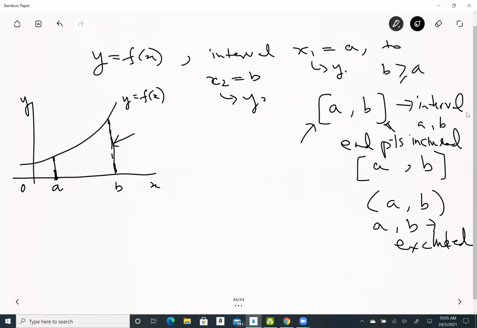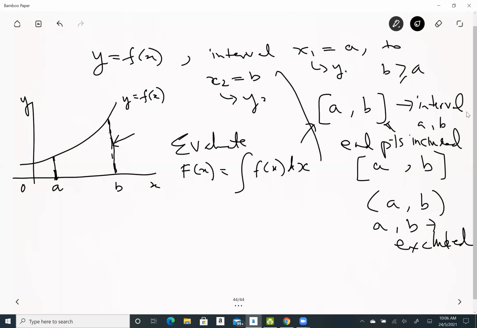We did not write it out. So this is what we are doing. The definite integral is essentially evaluating the integral of f of x dx over the interval AB. All right, that's the idea.